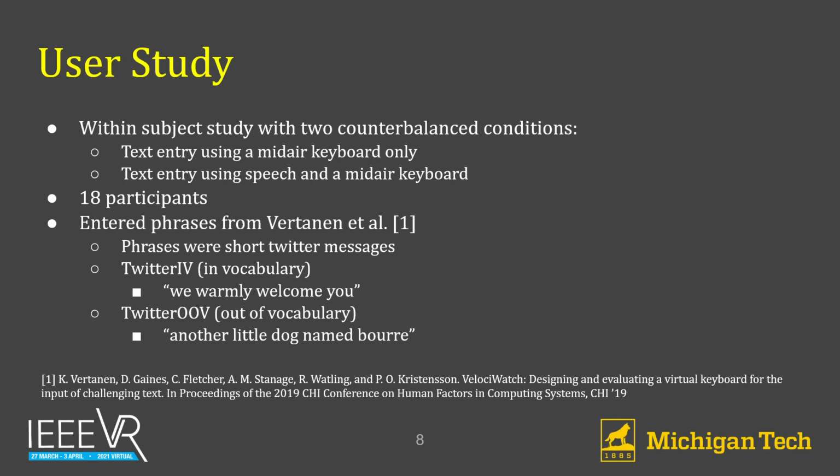Phrases were categorized into two sets. One of the sets, denoted as Twitter IV or Twitter in vocabulary, contained words which are easy and common. For example, we warmly welcome you. The other set, denoted as Twitter OOV or Twitter out of vocabulary, contained one uncommon word in each phrase. For example, another little dog named Boor.